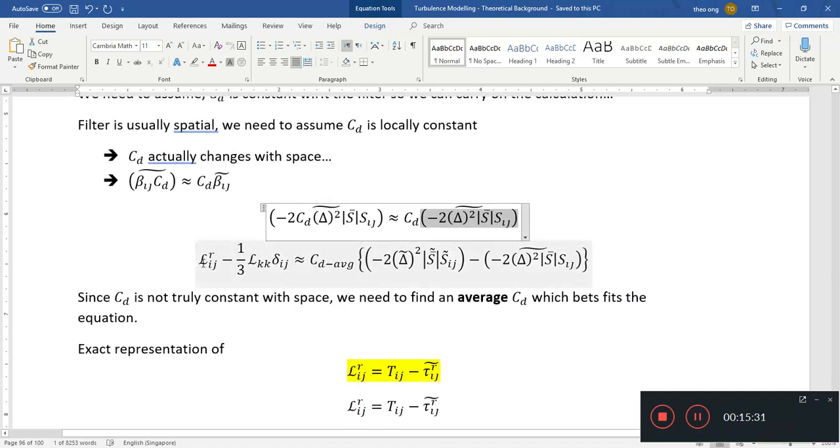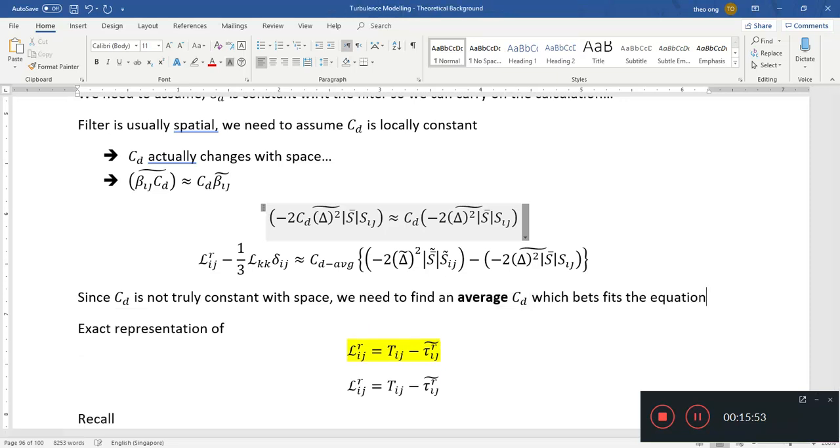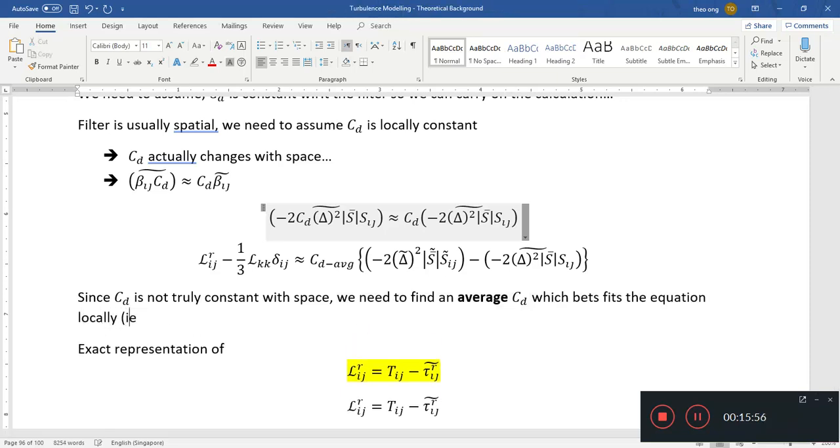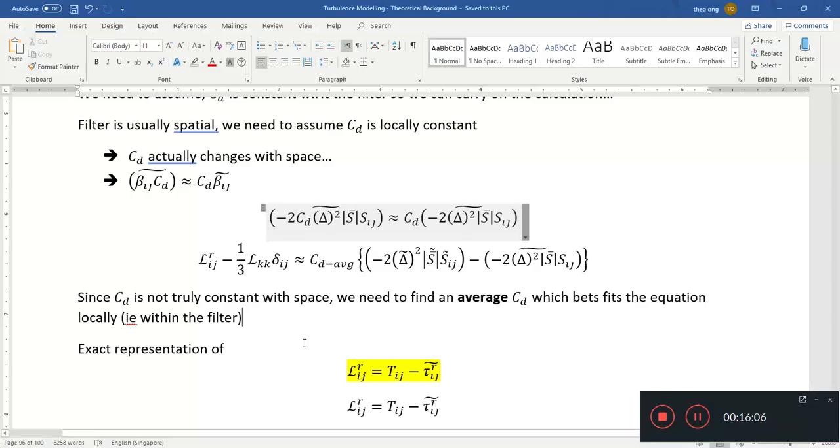We can then say that this Lij minus 1 over 3, the deviatoric part of Lij, equals this term here minus this term here. So it's approximately equal. Of course, the caveat is that CD is not truly constant with space. We need to find an average CD which best fits the equation locally, i.e. within the filter. So that's what's happening over here: within our filter width, we assume there's an average CD and we try to calculate it.